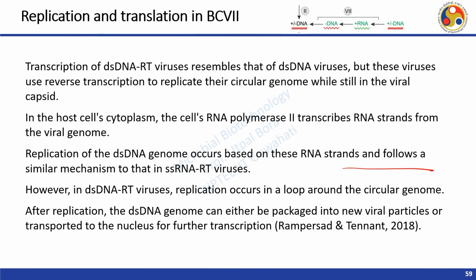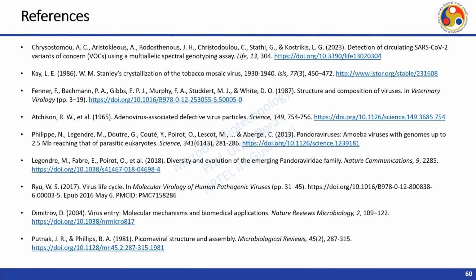However, in double stranded DNA RT viruses, replication occurs in a loop around the circular genome. After replication, the double stranded genome can either be packaged into new viral particles or transported to the nucleus for further transcription. So, with these we come to the end of this Baltimore classification.